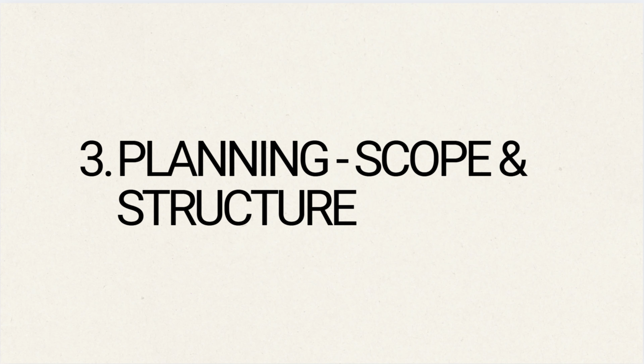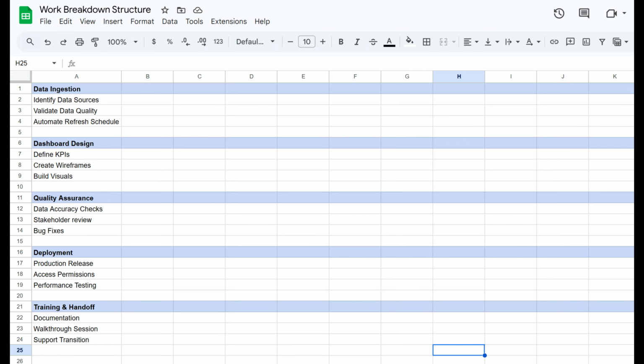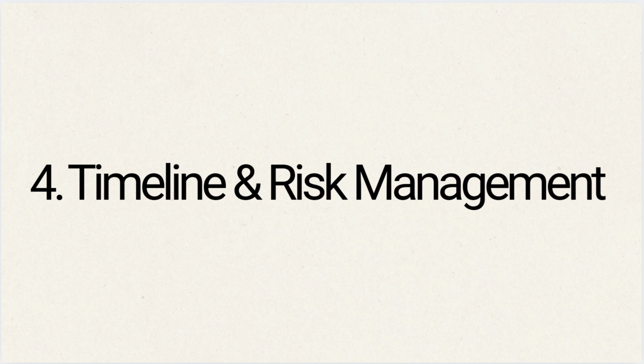Once roles are clear, now we define what work actually needs to be done. We do this with the work breakdown structure, WBS, which breaks down the project into smaller pieces so nothing is missed. Awesome. Let's move on to timeline and risk management.